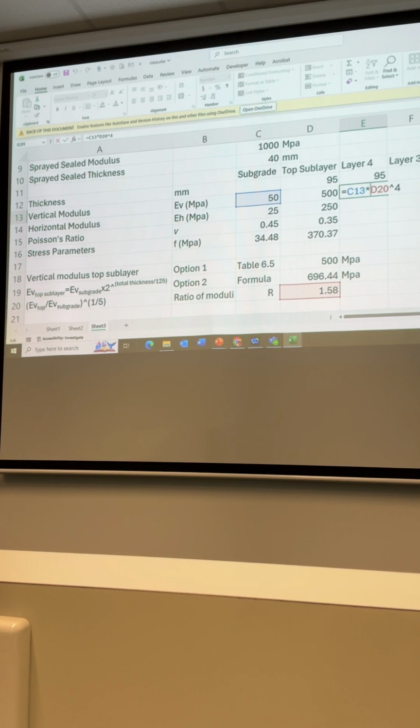All good? So horizontal module is the same. Let's do that at the end. So how much will be the vertical module of the layer 3? I'm going to put money symbol here. I'm going to drag to the side. And then this one is going to be to the power of 3.